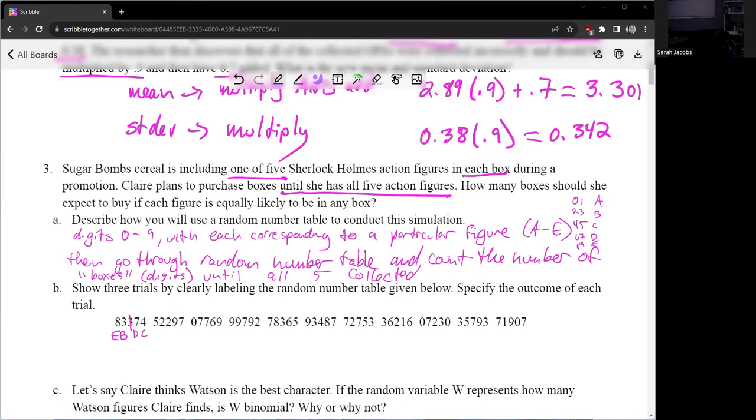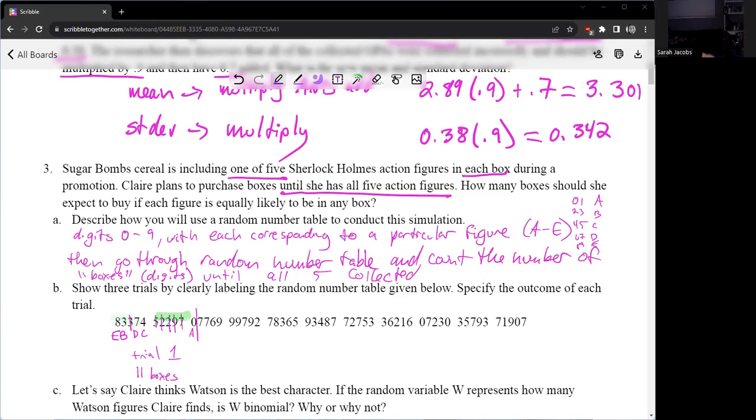5 also corresponds to figure C. 2 corresponds to figure B, which we've already got over here. Another 2, figure B. 9, figure E. 7, figure D. And 0, figure A. So here is trial 1. And it took 11 boxes. And I know it's 11 because each of these groups is of 5.